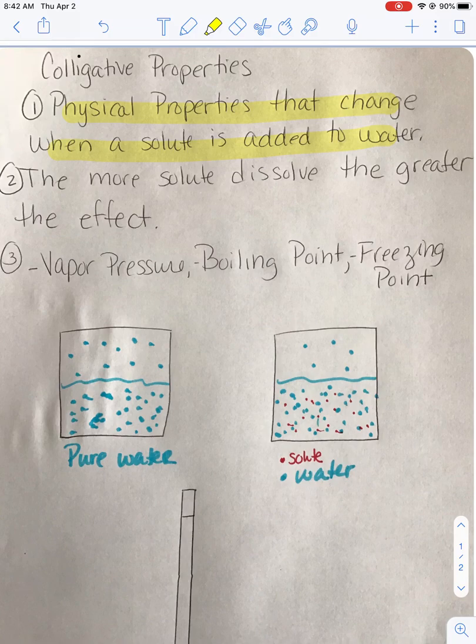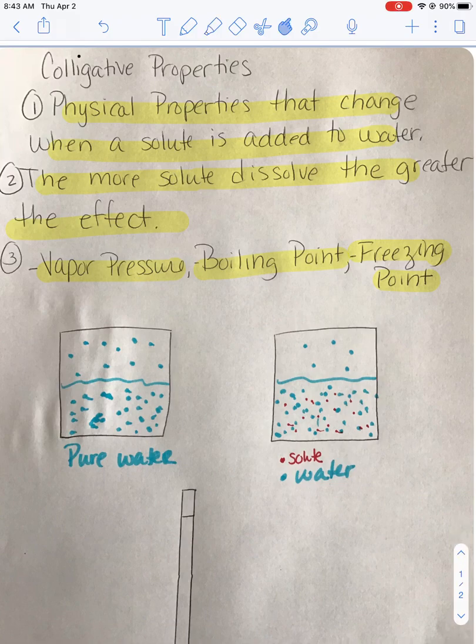Again, it's a great idea to just write down what I'm telling you and what I wrote down to help with your learning. The other thing is the more solute dissolved, the greater the effect. The three physical properties that we're going to look at are vapor pressure, which we will review, boiling point, and then freezing point.